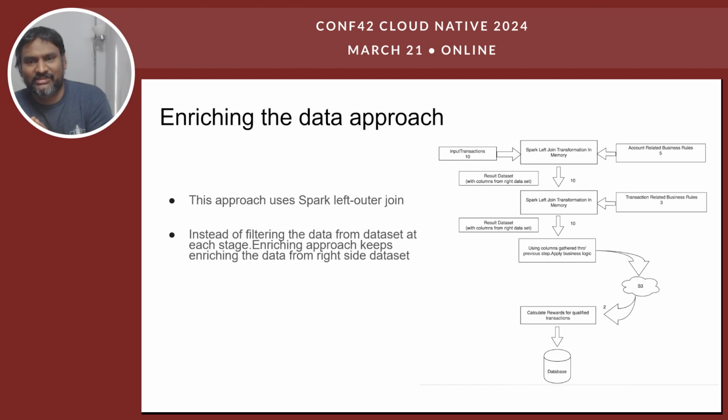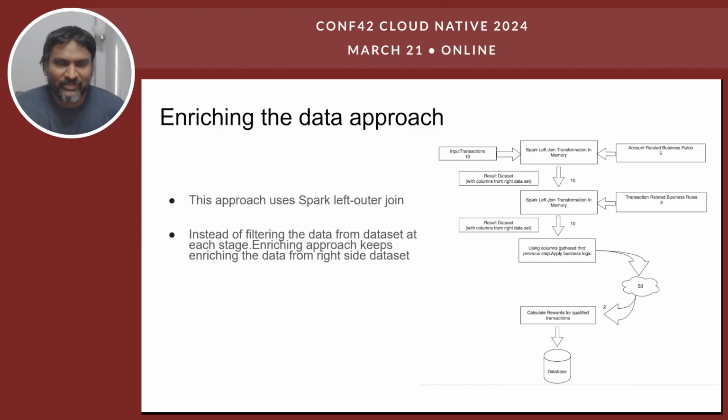Keep enhancing your right data set so that you have all the information, so the rows are not changing, instead your columns are growing. In the same example, 10 transactions, we are applying 5 account specific rules, nothing changes, but we have picked up some columns which are required for us to determine later. So 10 rows again make it to the transaction stage. We are applying transaction rules. In the same 10 transaction stage, we picked up some transaction specific business rules. Now we apply all the business logic. Then we arrive at the same result: good accounts which made a purchase, two transactions, and that's what is pushed to the next stage, and they get whatever they are entitled to. So the key difference is, the rows are not changing because we are enriching the columns using left outer join.